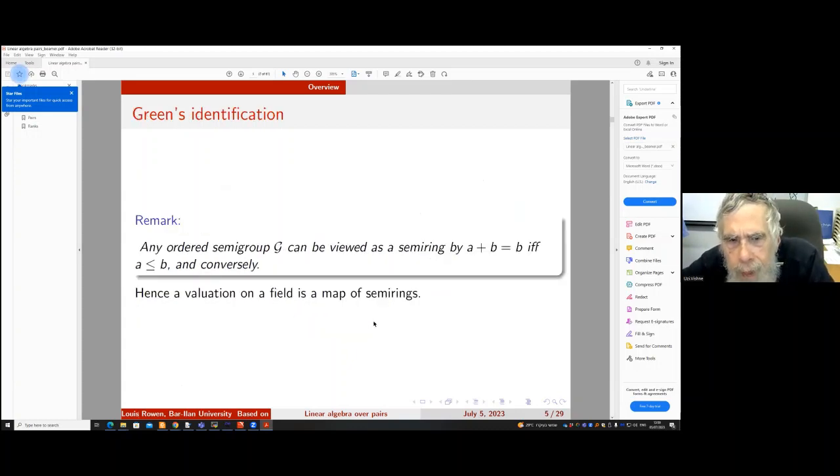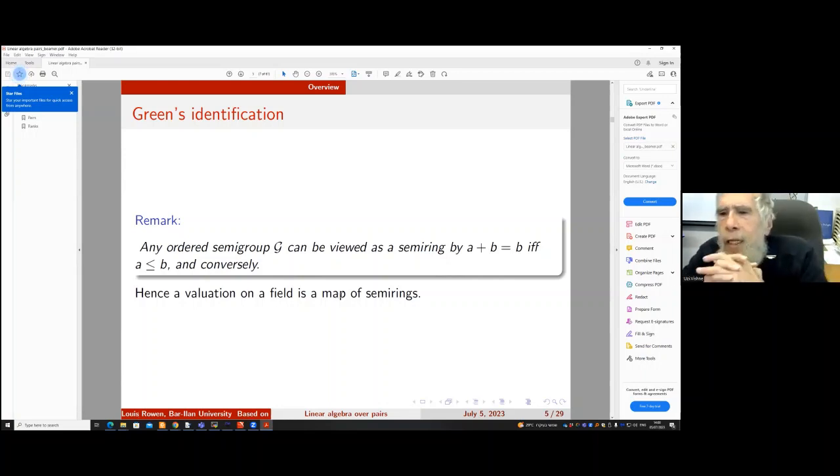Now, one can observe that the target, which is an ordered semigroup, can be viewed as a semi-ring simply by defining a plus b equals b if and only if a is less than or equal to b. And this is a bipotent semi-ring. A plus b is either a or b. And so the valuation of a field is a map of semi-rings.